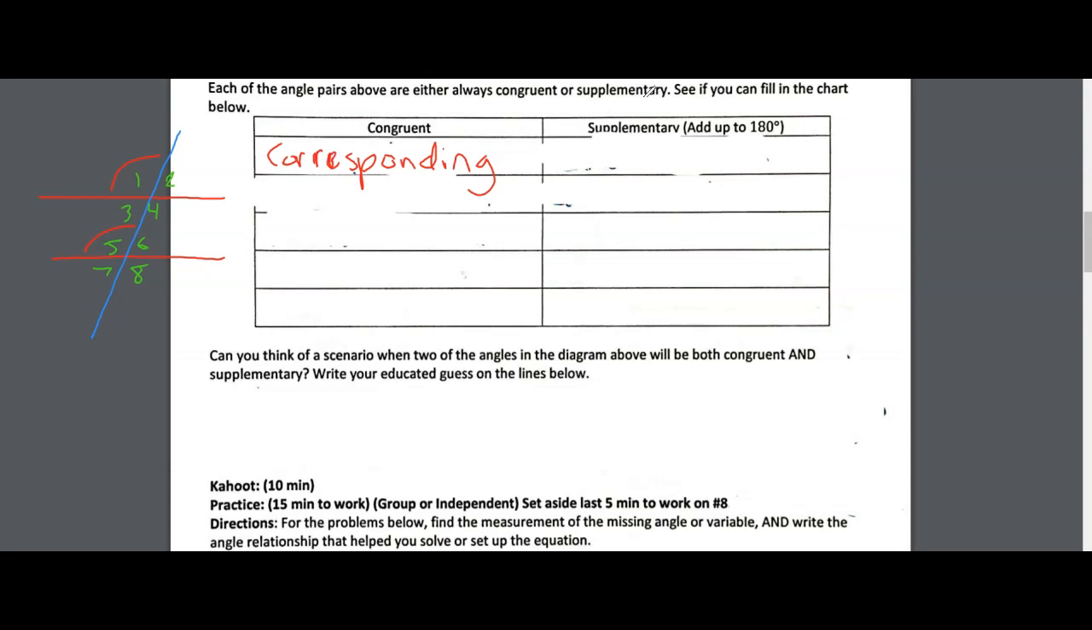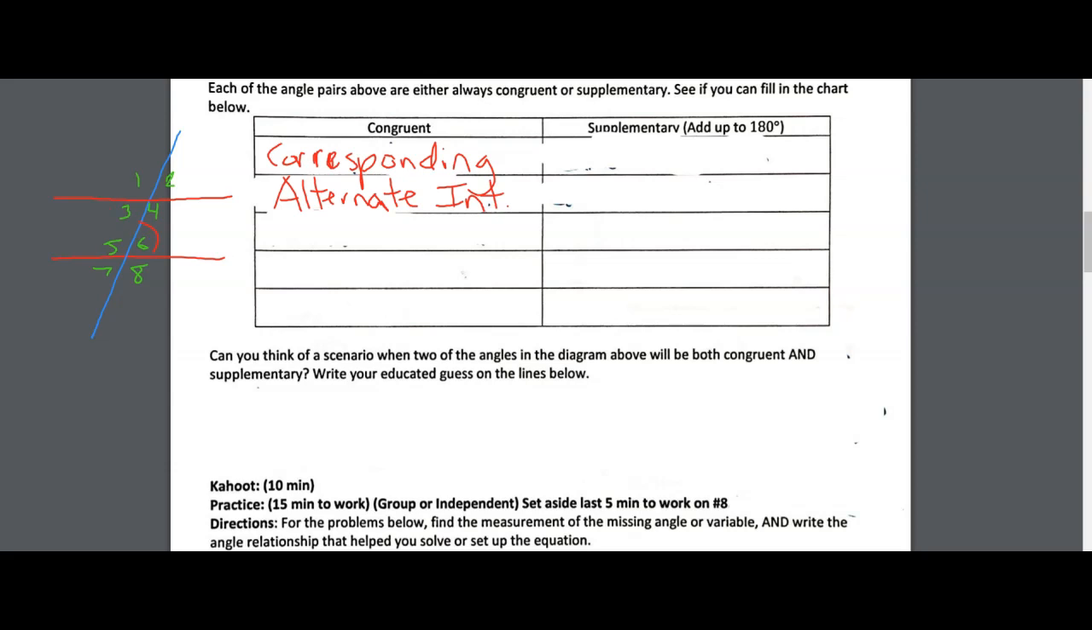Okay, the next one would be alternate interior. So alternate interior would be like angles 3 and angle 6. Those are also in the congruent column. So alternate interior.